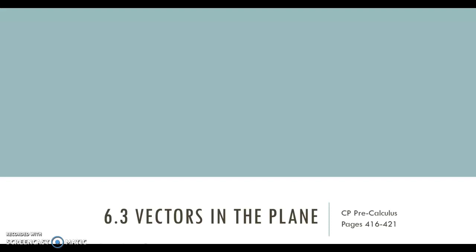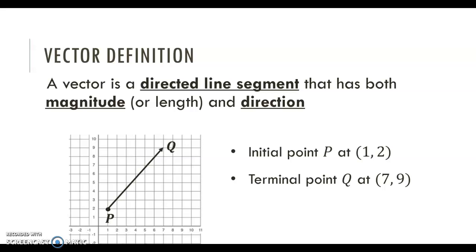Next, we are going to look at vectors. This is Chapter 6, Section 3 in your textbook, found on pages 416 to 421. Let's first start by looking at what is a vector.